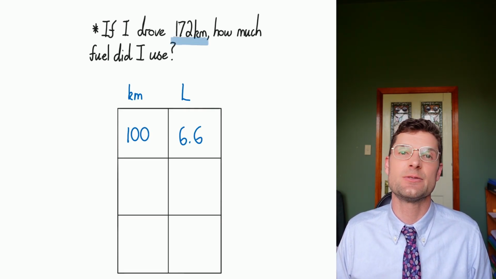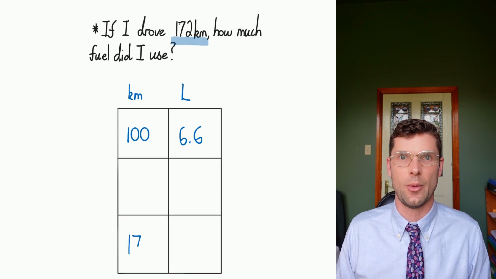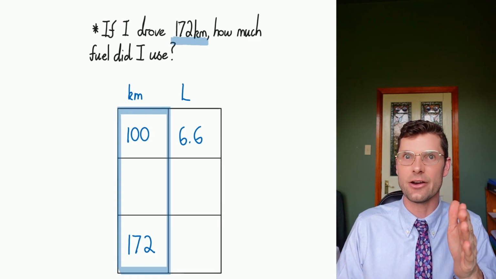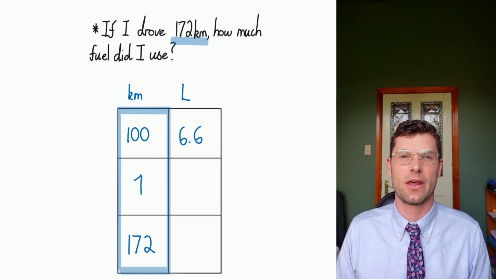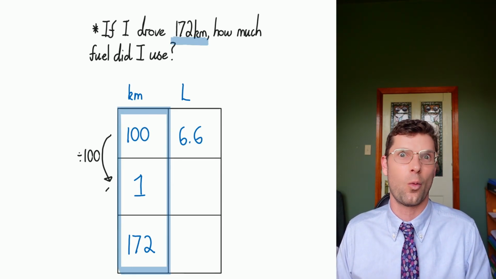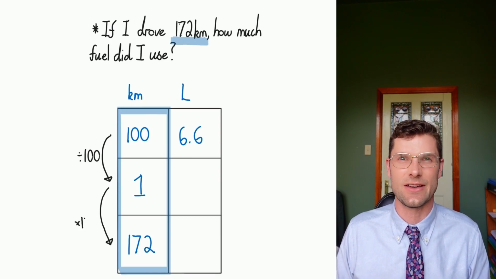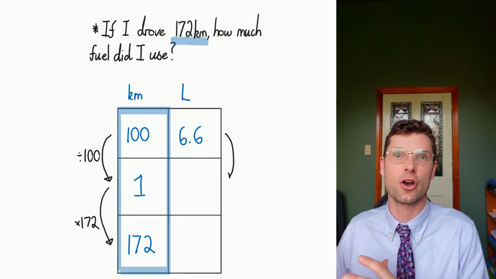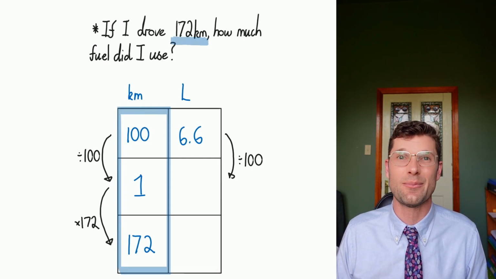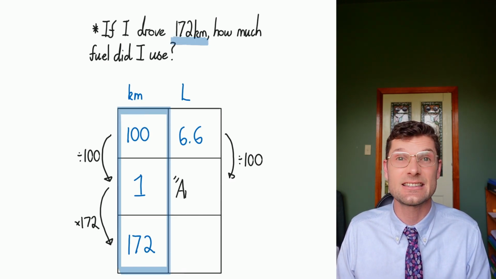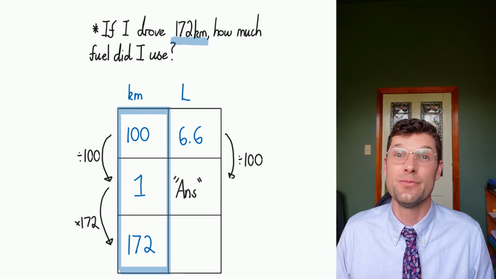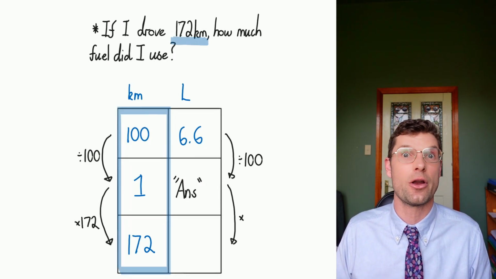Now I'm trying to find out how much petrol do I need to go 172 kilometers. So I'm going to put that in the bottom box for the kilometers column. So that means I've got 100 and 172. This is my first column that I'm going to look at. From here, 100 down to 1 is divide by 100. 1 to 172 is times 172. Because I've done that on one side, I've got to do it on the other side. Because I'm dividing 6.6 by 100, I'm going to have a really, really small number. So again, I would highly recommend just using the answer button in your calculator just to make sure that you're not missing a decimal point or something like that. So 6.6 divided by 100 gives me 0.066.